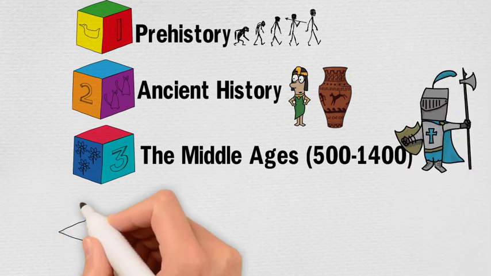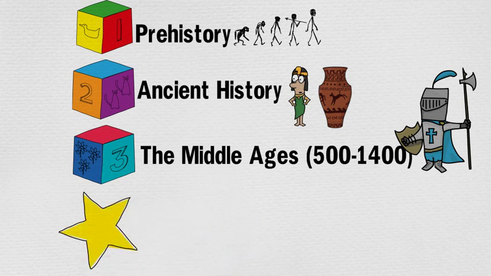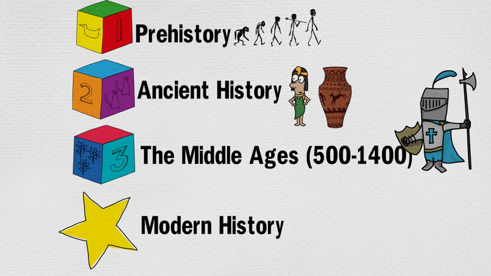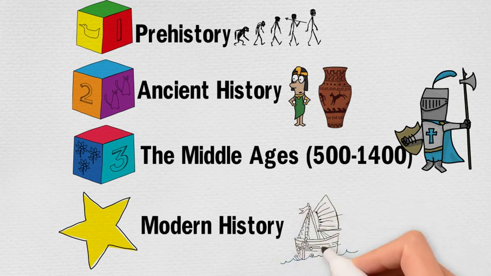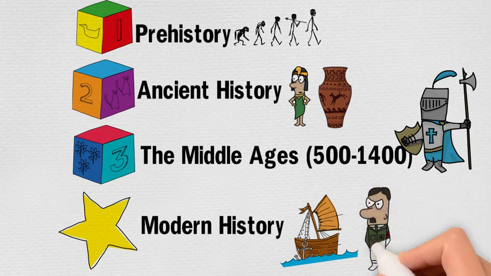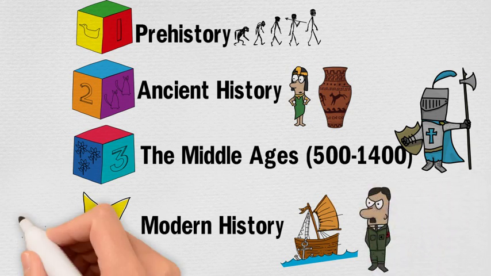After 1400 is considered modern history, which is where we will begin this school year. The year 1400 will end with the Cold War and the falling of the Berlin Wall in 1989. Whoa, that's a really long time. So these are the eras of history.